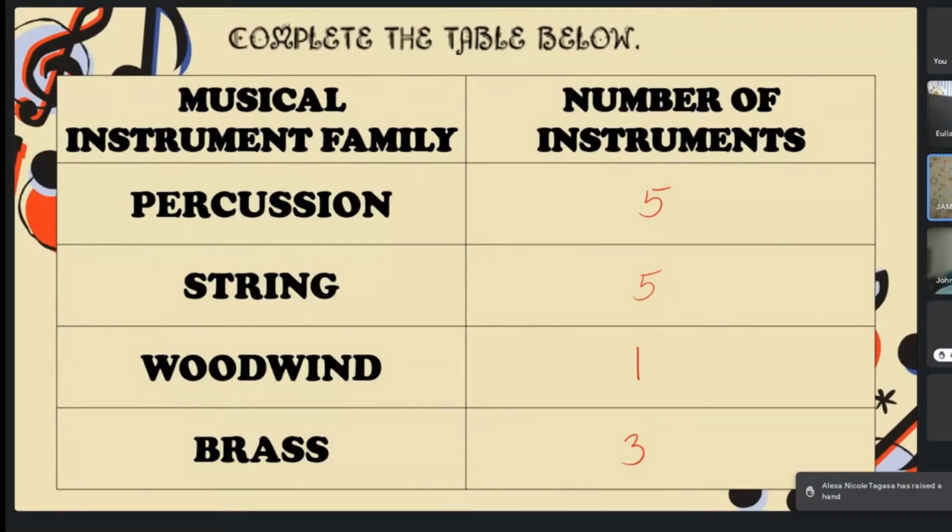So now, what can you say about the table or what conclusion can you make out of this given table? Anyone? What can you say about the table here? What conclusion can you make? We can make here most of the instruments that the music students have are percussion and string with 5 instruments each. We can also conclude that there is only 1 instrument that the music students have under the woodwind instrument. Okay?